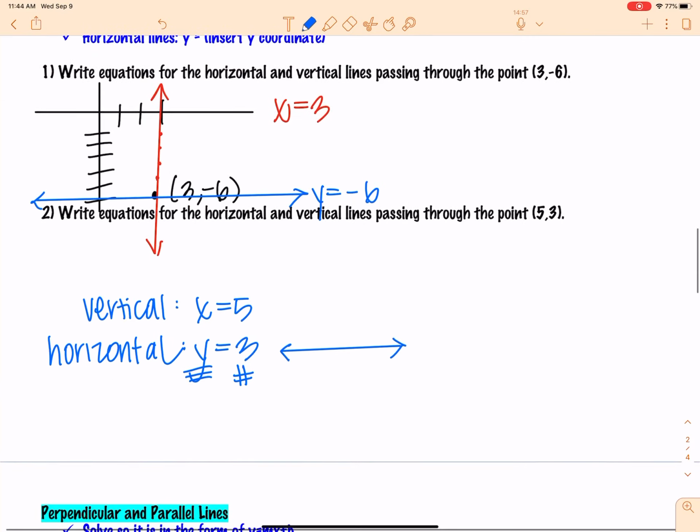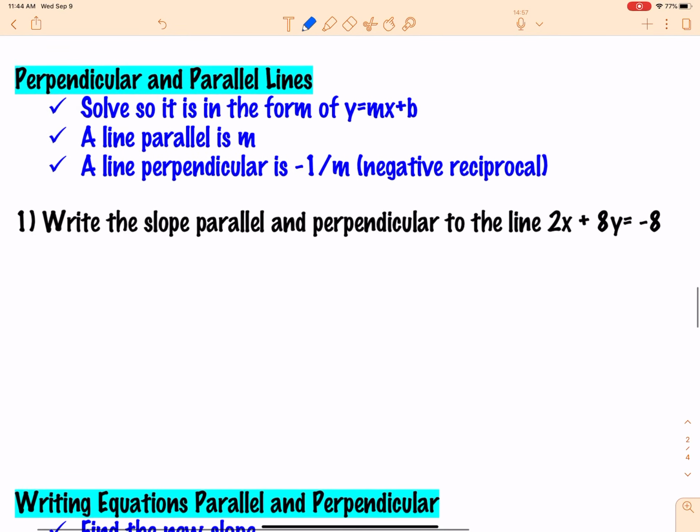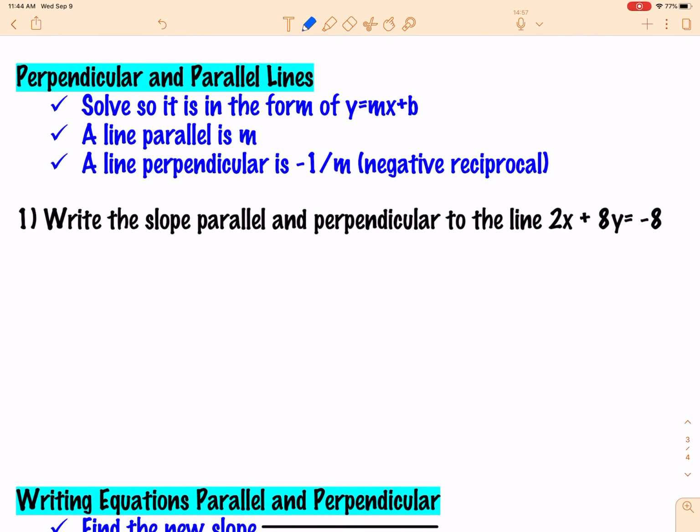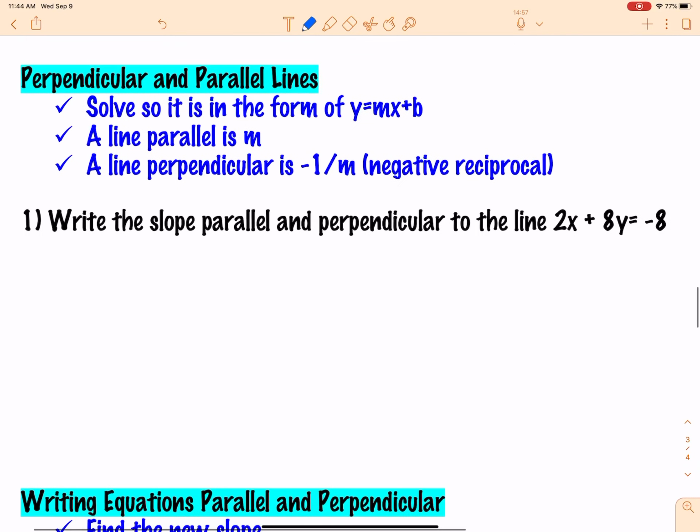All right, last section is our perpendicular and parallel lines. So you just have to know the difference between the slopes of perpendicular and parallel lines. So all you're going to do is solve it into your slope-intercept form first. That way you can easily see what the slope is first. A line that is parallel to a specific equation is m, is the same exact slope as the original. And then a perpendicular slope is a negative reciprocal. So you switch it and you switch the sign.